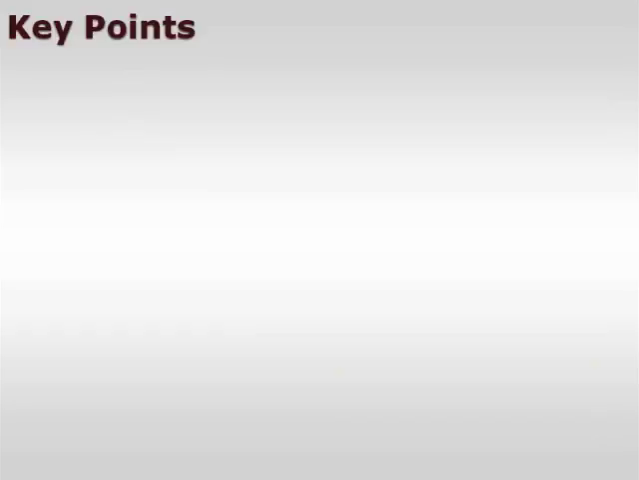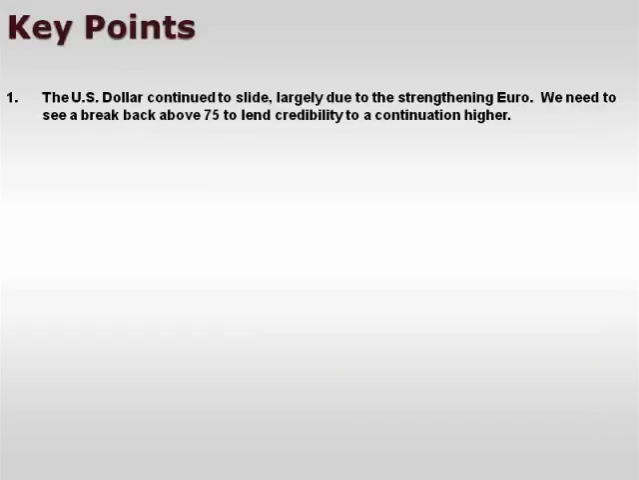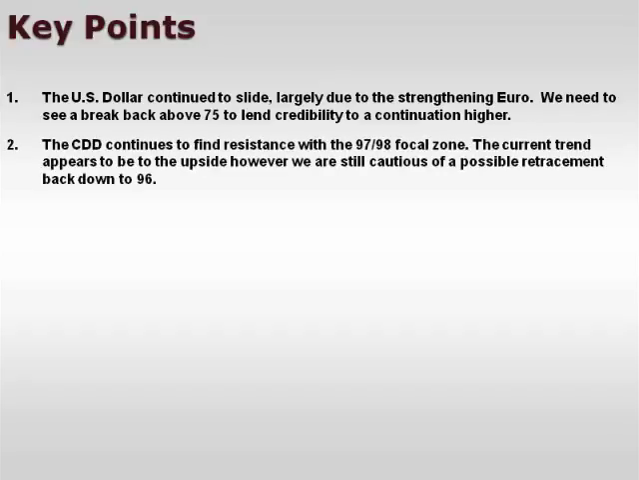Let's take a look at a few of our key points. First of all, the US dollar index continues to slide largely due to that strengthening euro. We need to see a break back above 75 to lend credibility to a continuation higher. The CDD continues to find resistance within the 97-98 focal zone. The current trend appears to be to the upside. However, we are still cautious of a possible retracement back down to 96.